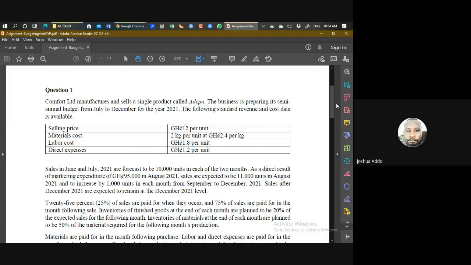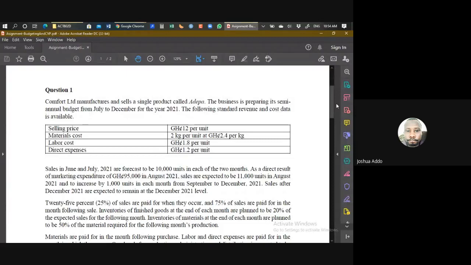I want another person to say what he thinks of sales budgets. It is what the company expects to sell, the volume or the amounts that the company expects to sell in the foreseeable future or for a particular period. Okay, so the sales budget gives us the expected volume and revenue that the company expects to make from the product itself. So that's simply what the sales budget is.